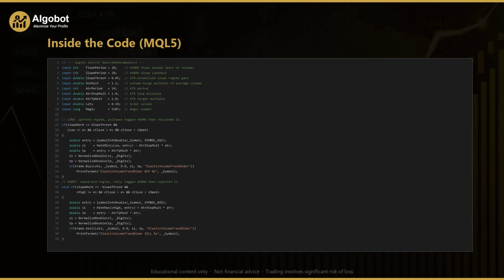Let's look at the actual MQL5 code running inside the Expert Advisor. At the top, we have the input parameters. FloatPeriod, set to 20, controls the eVWMA's volume window. SlopeBars, at 10, sets how far back we measure the slope. SlopeThresh, at 0.05, is the regime gate. VolMult, at 1.2, defines the volume surge multiple. Then we have the ATR period of 14, a stop multiple of 1, a target multiple of 2, the lot size, and the magic number that tags this EA's trades.